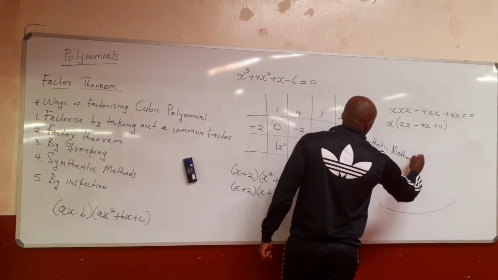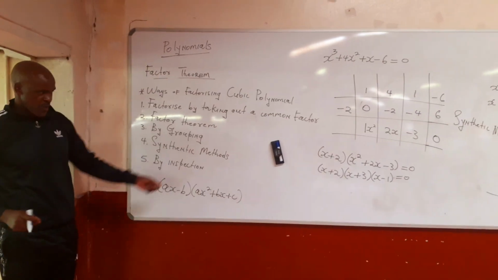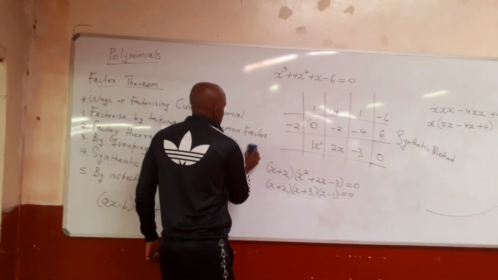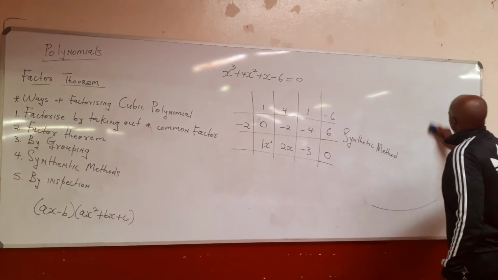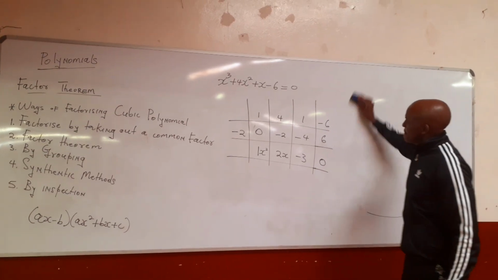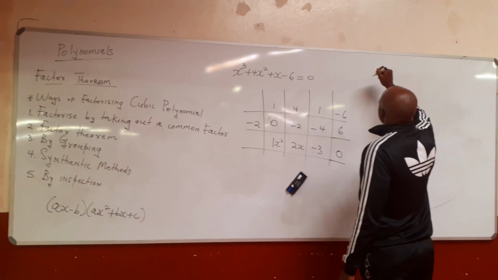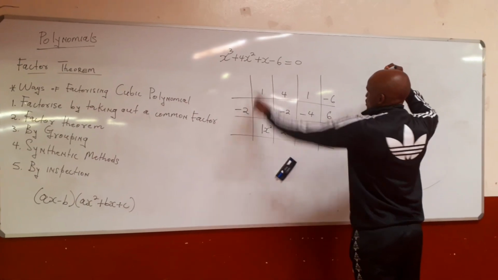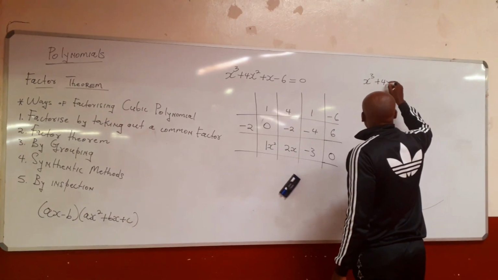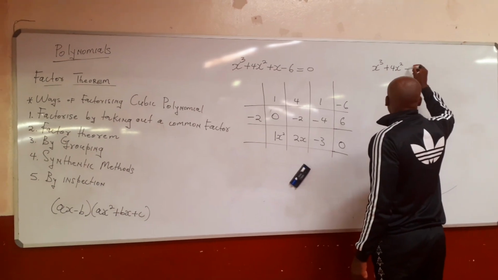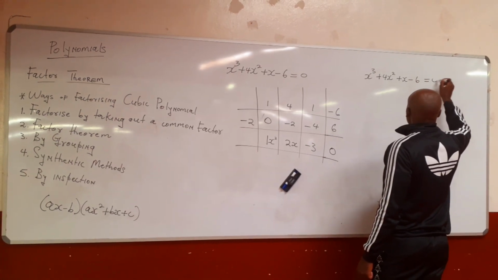Right now we are going to move on and use what we call factorizing by inspection. Can you give me the equation? Let's use the same equation. X cubed plus 4x squared plus x minus 6 is equal to 0.